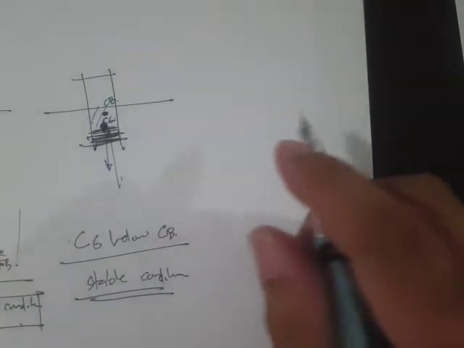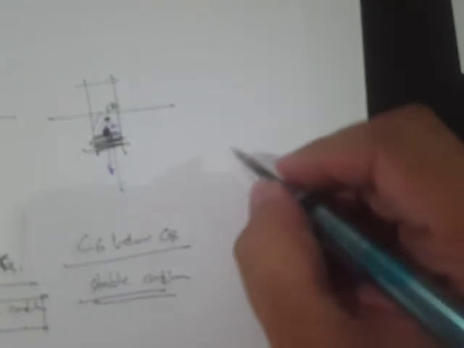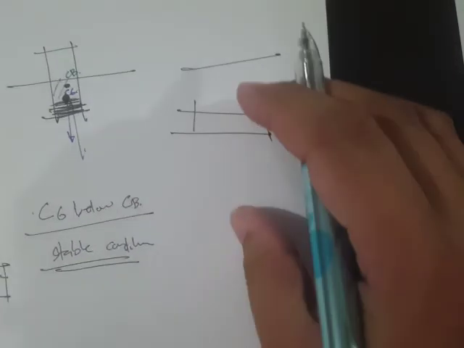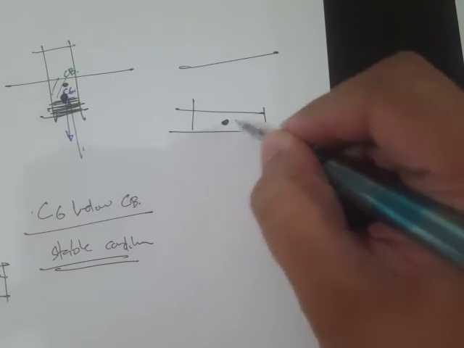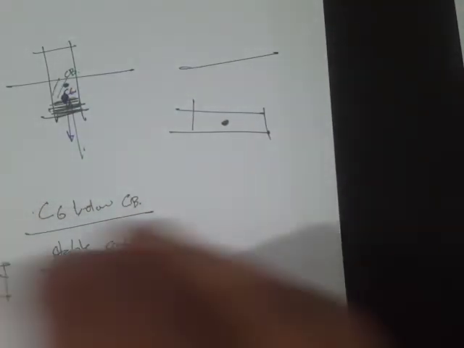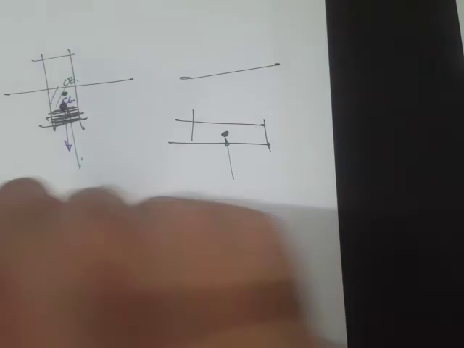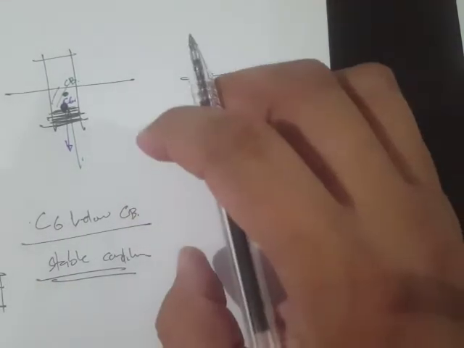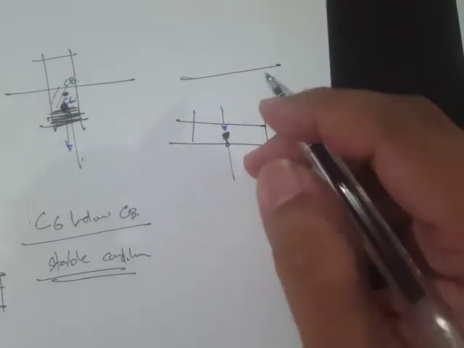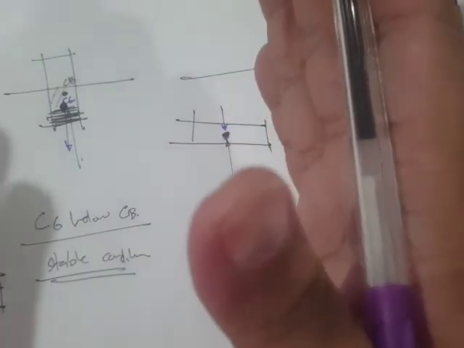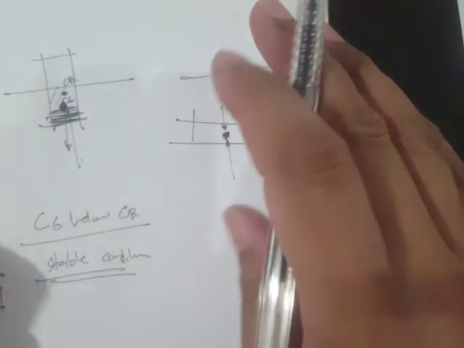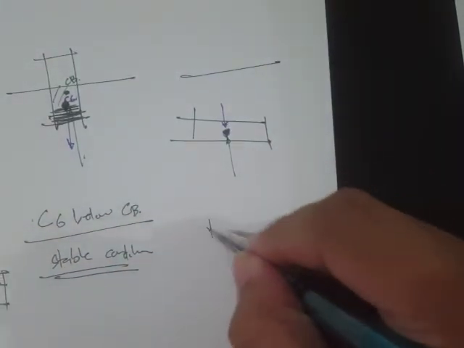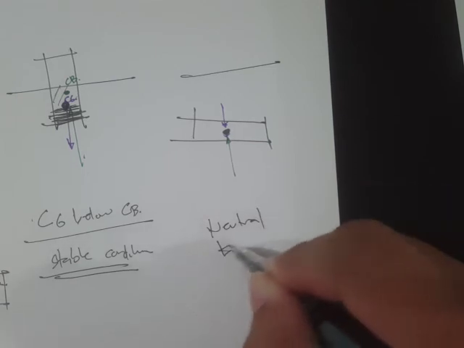Then for the neutral equilibrium, let's say it's fully submerged, and the buoyant force and the weight, or the CB and the CG, actually coincide with each other in this side view. Then that's what we call neutral equilibrium.